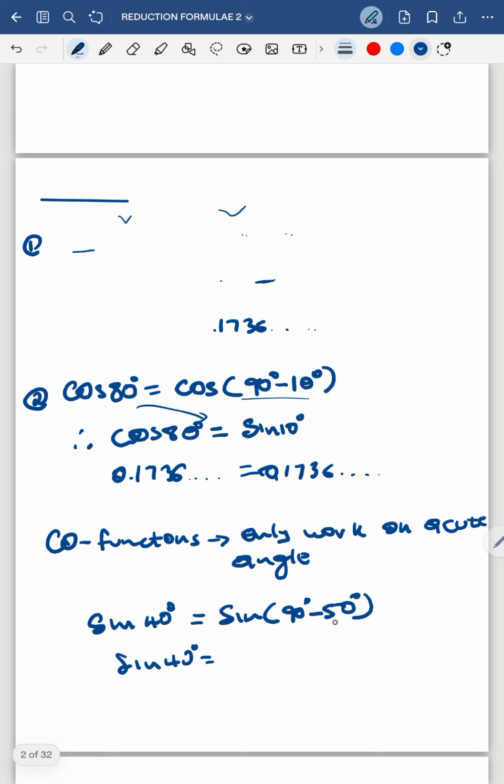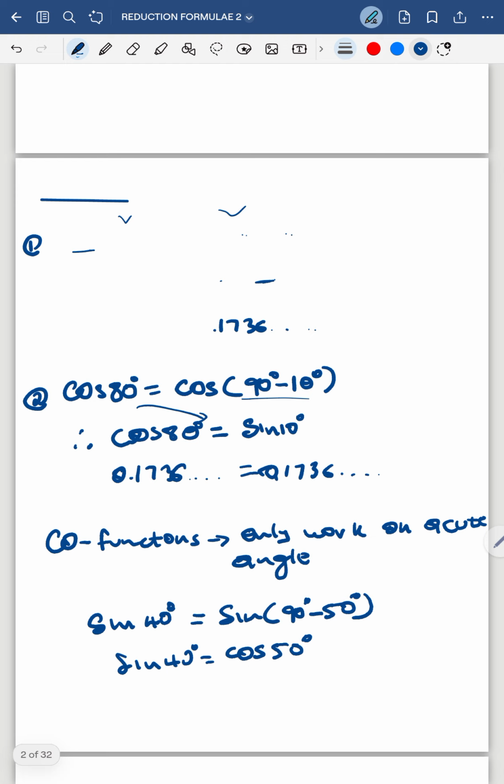90 degrees minus an angle is in the first quadrant. So how is sine in the first quadrant? Positive. So what is the cofunction of sine? It is cosine. Then you're going to write cosine 50 degrees. These are equal, and you can check them in the calculator.